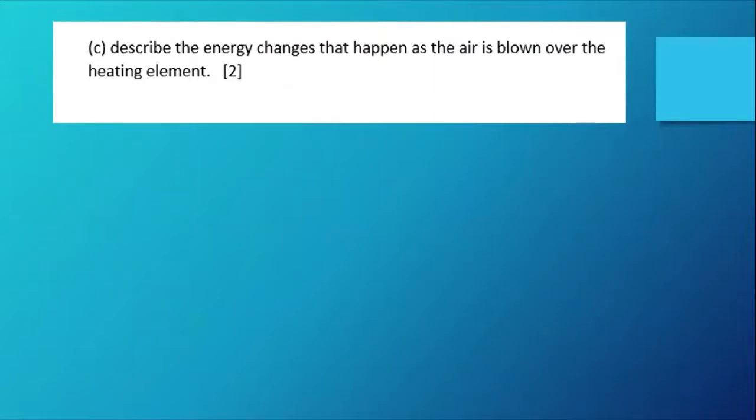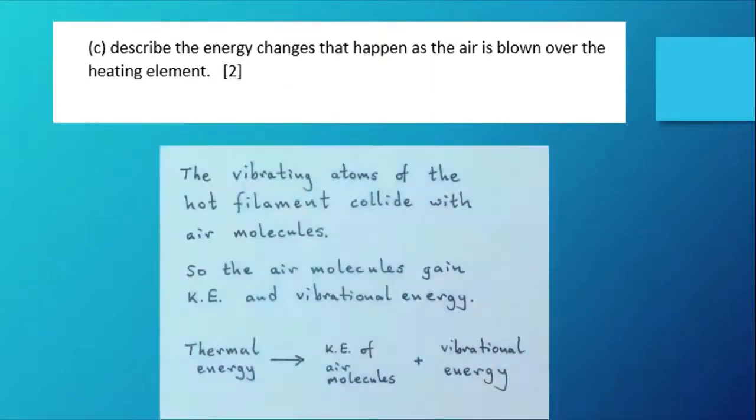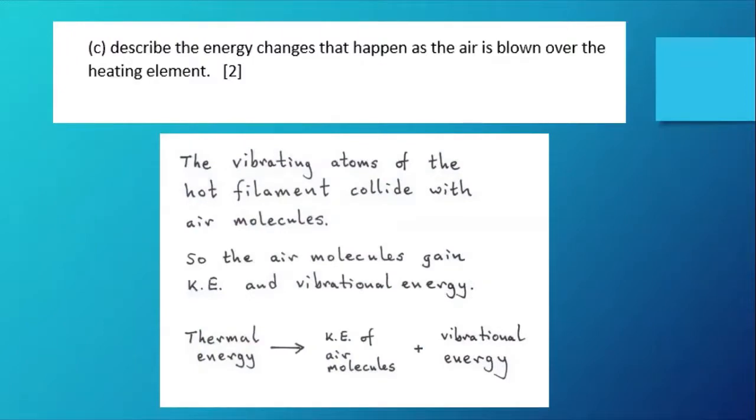Describe the energy changes that happen as the air is blown over the heating element. Well, the hot filament has vibrating atoms. Heat is vibration. And as the air molecules come across the vibrating atoms of the hot filament and collide with those vibrating atoms, the air molecules will gain kinetic energy in bouncing off and some vibrational energy as well. So we could say the thermal energy goes to the kinetic energy of the air molecules plus the vibrational energy of the air molecules, which of course is a form of potential energy.